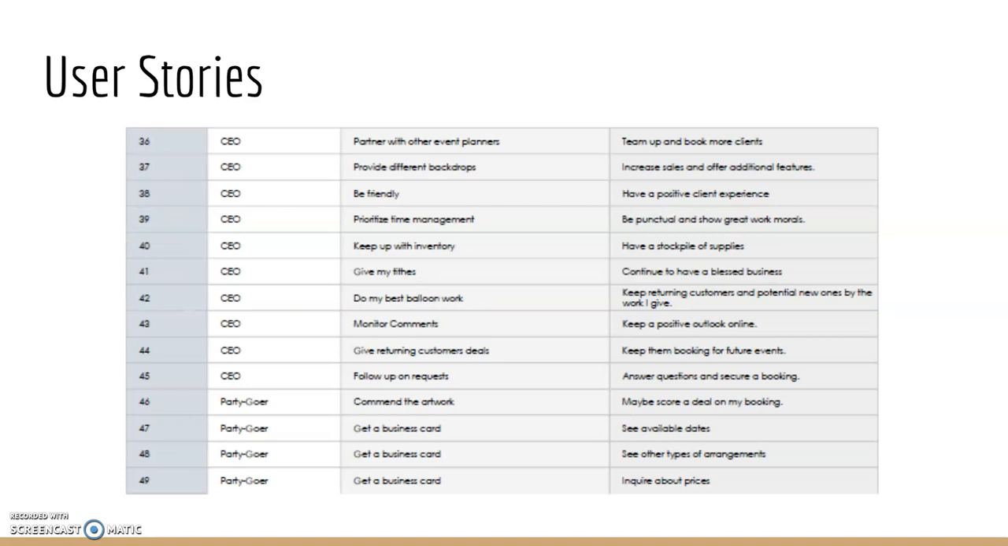As a CEO, number 36, I want to partner with other event planners so that I can team up and book more clients. That's a good step forward. You want to be able to partner with DJs, cake bakers, photographers, things like that, so that way they can give you business, and also you can give them business, and you guys can work off of each other.